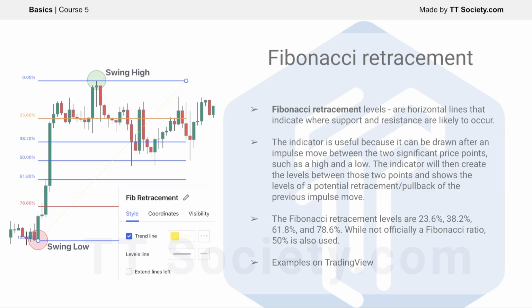So the Fib retracement levels are 23.6, 38.2, 61.8, 78.6, and while not officially a Fibonacci ratio, 50 is also used, because a 50% retracement is a commonly used concept amongst traders measuring a swing.